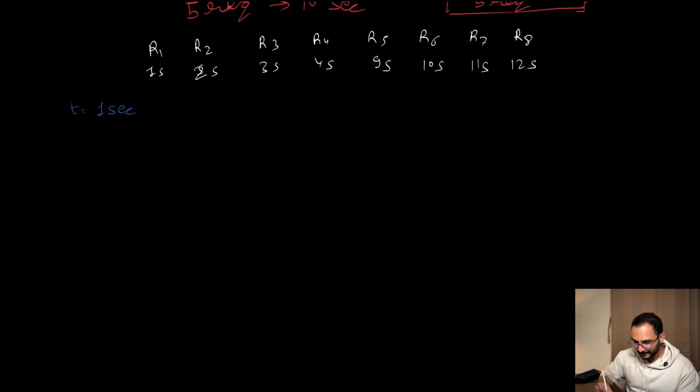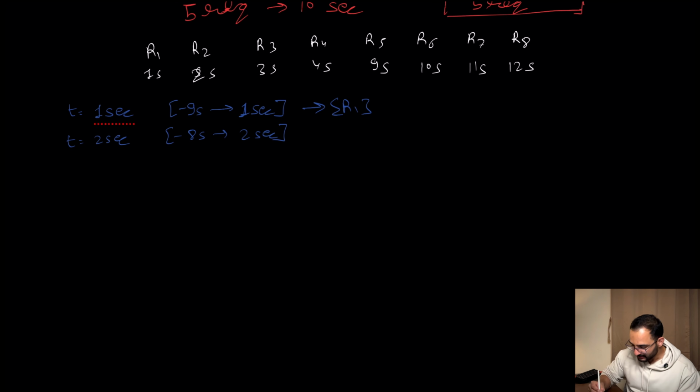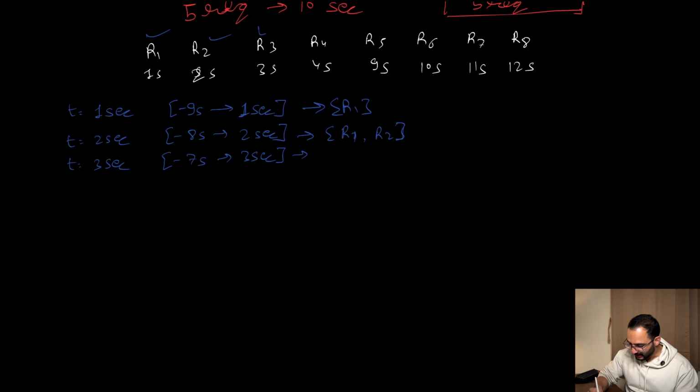This is our predefined assumption. At t equal to 1 second, our window is minus 9 second to 1 second, which means the request R1 will be allowed. Then at t equals 2 second, the window is minus 8 second to 2 second, and at t equals 2 we had request 2. This will be accepted, R1 and R2 in this window. Now at t equals 3 second, we have a window of minus 7 second to 3 second, and the request R3 will also be accepted. In this window we have 3 requests.